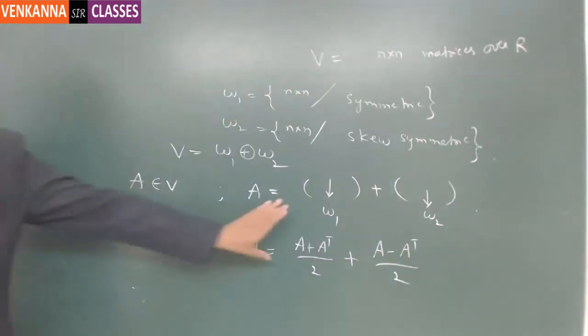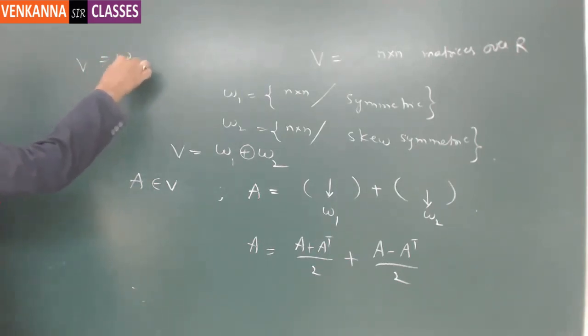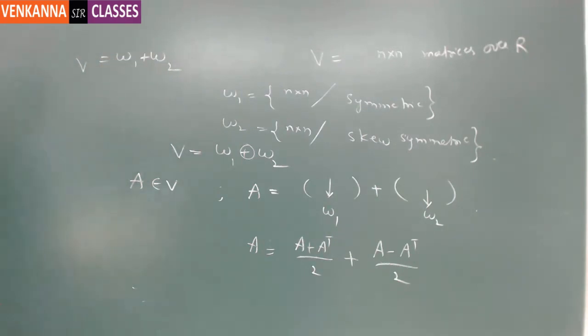If you check that, the first one is symmetric, the second one is skew symmetric. As you know, every square matrix can be represented as a sum of symmetric and skew symmetric matrices. So the first matrix belongs to W1 and the second matrix belongs to W2. So here the first condition is satisfied, that V is equal to the sum of the two subspaces. The second thing is we should prove the intersection of the two sets is simply 0. That means you cannot find a non-zero matrix which is common to both W1 and W2.